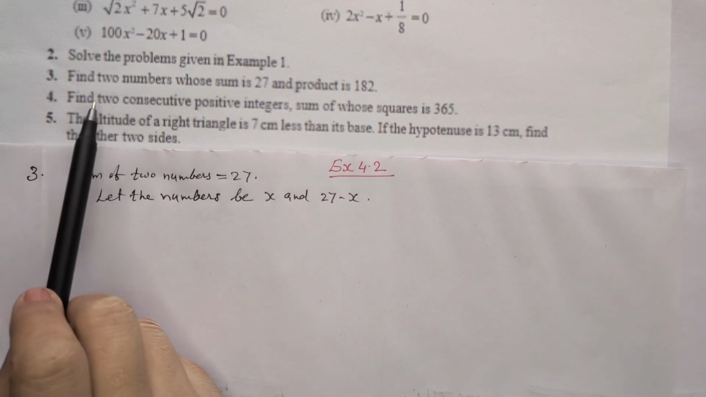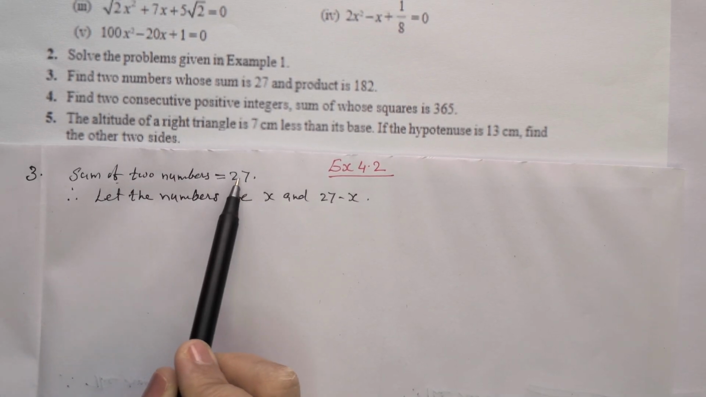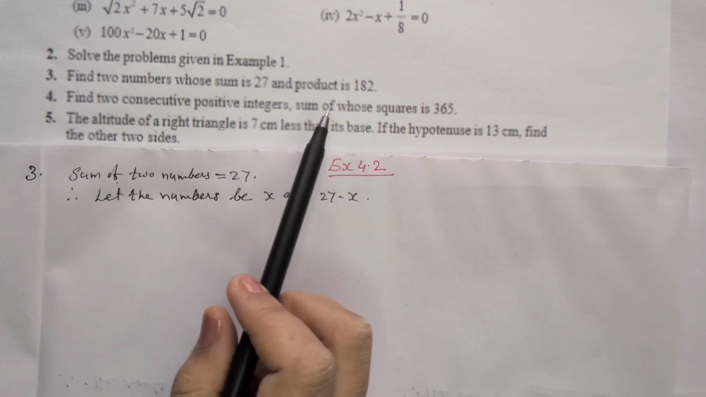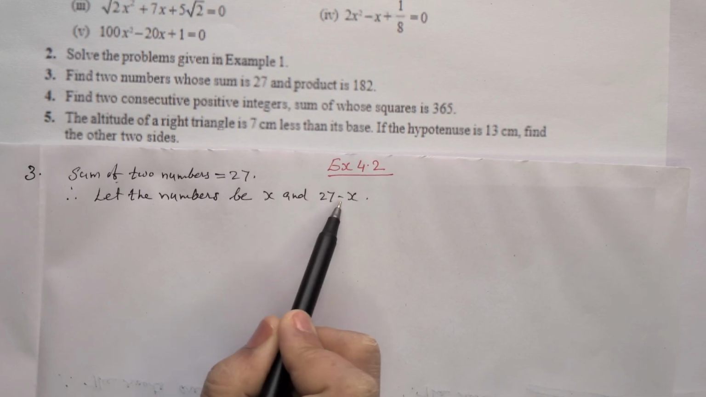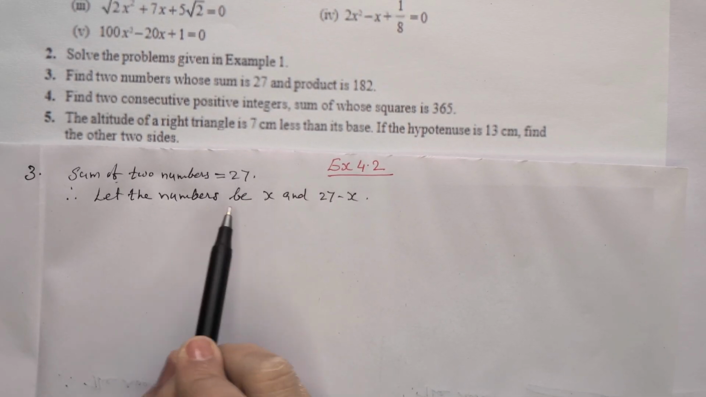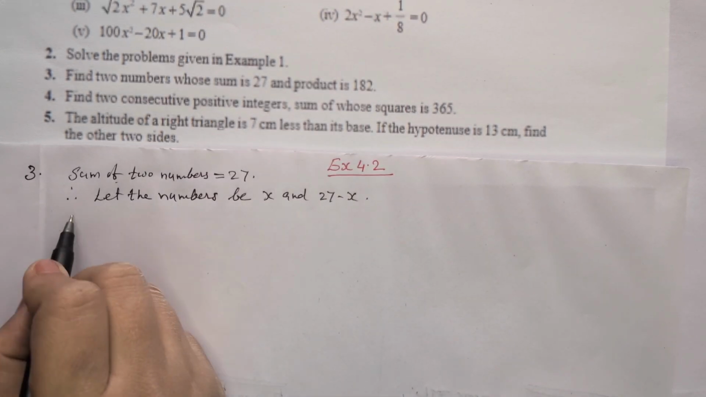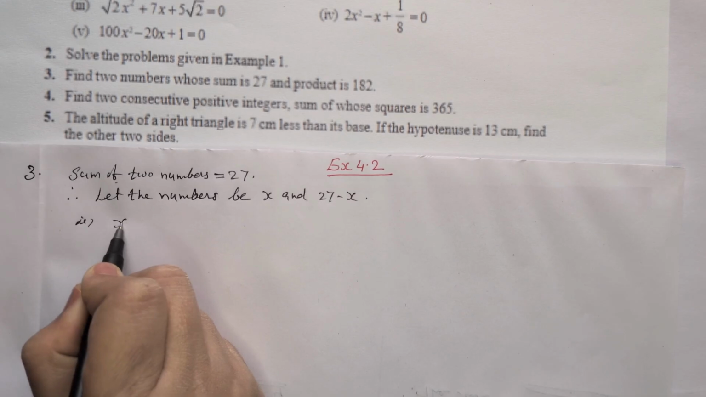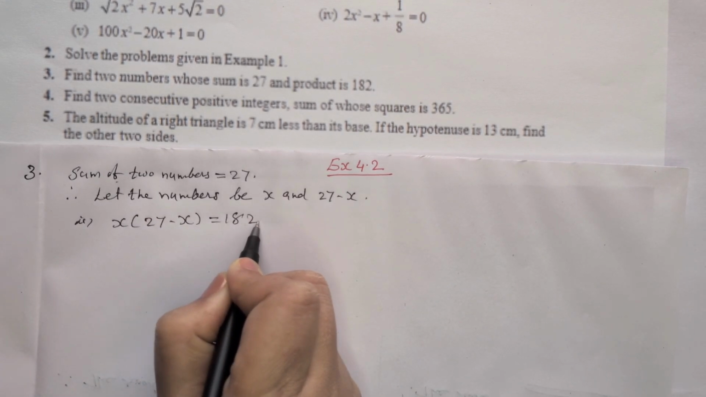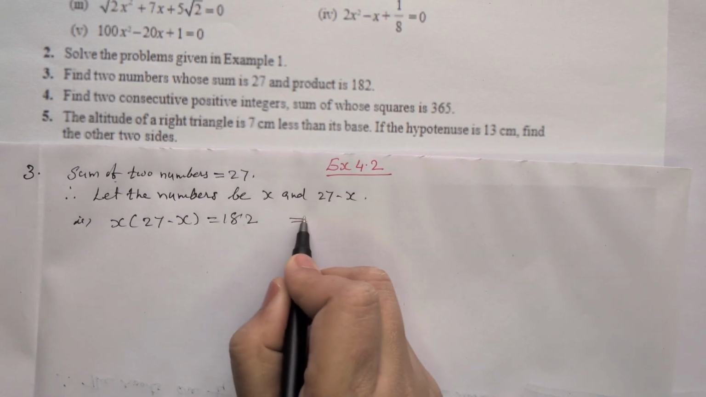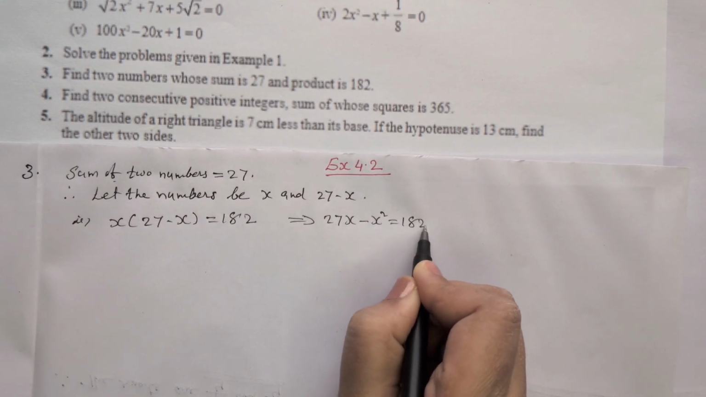Third question, find two numbers whose sum is 27. So sum of two numbers is equal to 27 and product is 182. So we can take the first number as x and the second number as 27 minus x. Sum of the numbers is 27. Here product is 182. So we can write x into 27 minus x is equal to 182, which implies 27x minus x square is equal to 182.